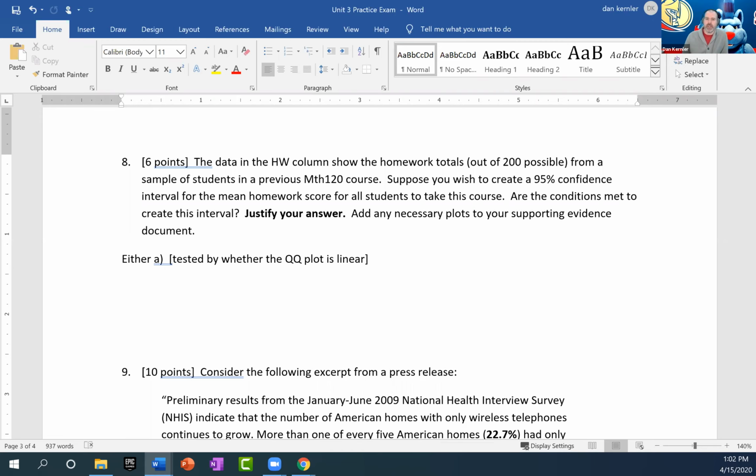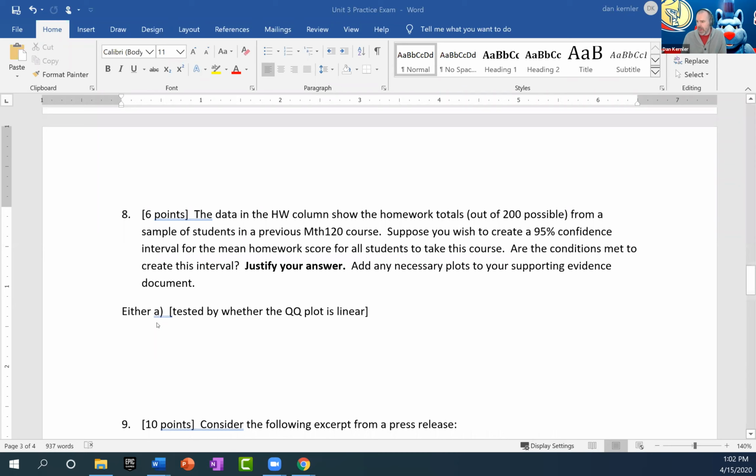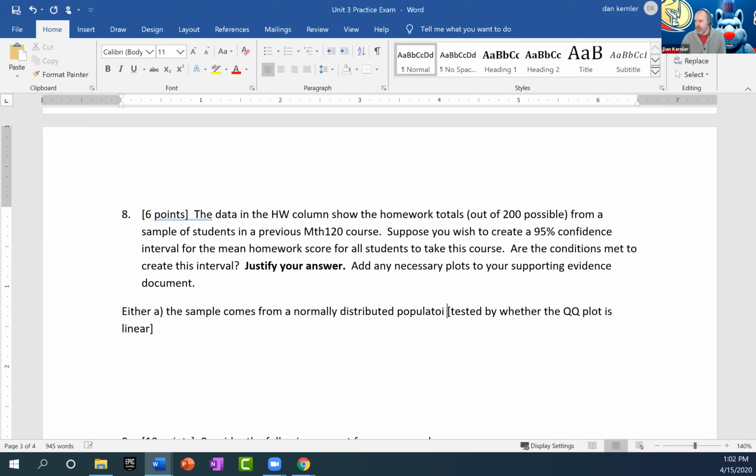Right, you're right. You're testing whether or not the variable is normally distributed. So either A, the sample comes from a normally distributed population, and we can either be told that or we can test it, as Brittany noted, with a QQ plot. Or B, what is the other option that could also be true?